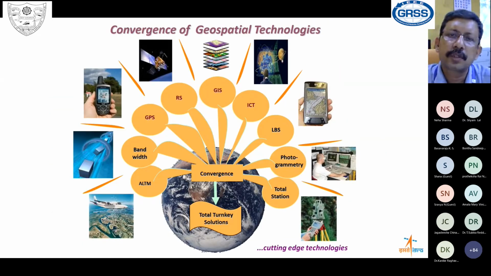So if we talk about the geospatial technology, which we use basically for disaster risk management, it involves the entire gamut of the geospatial technology, starting with remote sensing, GIS, GPS, ICT, which we all know about. Along with that, we are also integrating the various methodologies or space-based technologies to increase the bandwidth, ALTM, the various photogrammetric suites, the various total stations, LBS, and all this information actually is converged to produce the total turnkey solution, which provides the cutting-edge technology for disaster risk management.